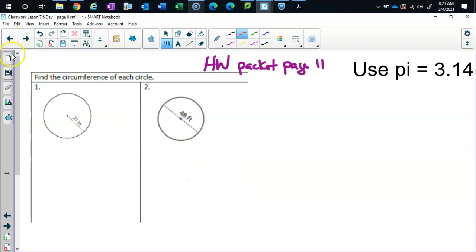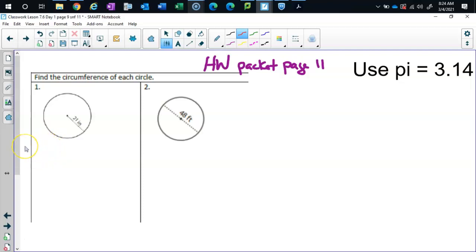All right, now turn to page 11 in your homework packet. Turn to page 11. Okay, this first problem right here, I need you to find the circumference, and we're going to use 3.14 for pi. Go.